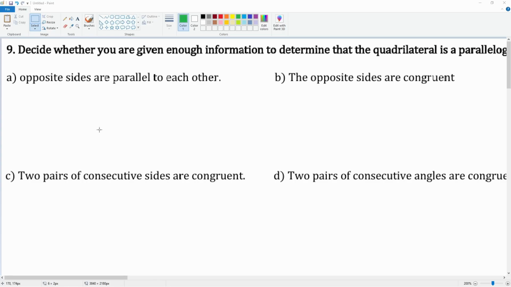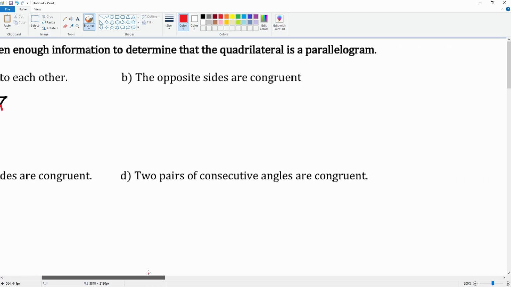All right, so number 9, you're going to decide whether you have enough information to decide if the quadrilateral is a parallelogram. So all you have to do is just draw it based on the condition. So here we go. Opposite sides here are parallel to each other. So here we have this is parallel to that. Those are opposite. They're parallel to each other. This is opposite and parallel to each other. So the answer here would be a yes. Opposite sides are parallel to each other is enough to prove that it's a parallelogram.